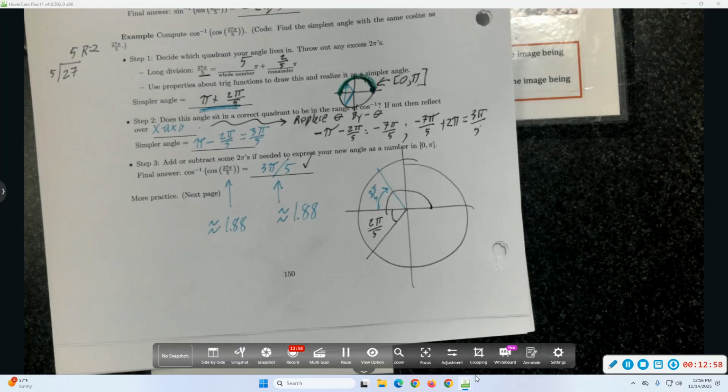After you do that reflection to get it into the right quadrant, ask yourself again, is it in the right range? If you're looking at inverse sine, it needs to be between negative pi over 2 and pi over 2. If it's inverse cosine, it needs to be between 0 and pi. If it's not, then add or subtract an extra 2 pi. Seem like a plan?